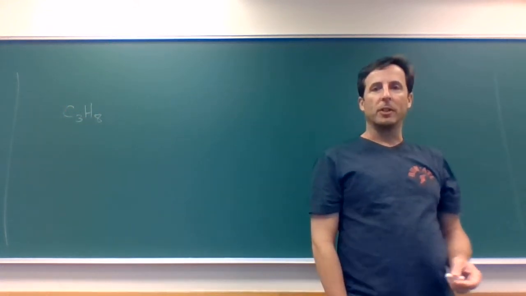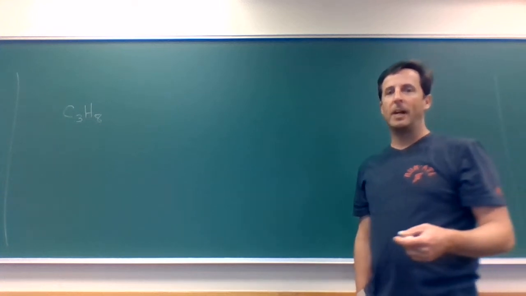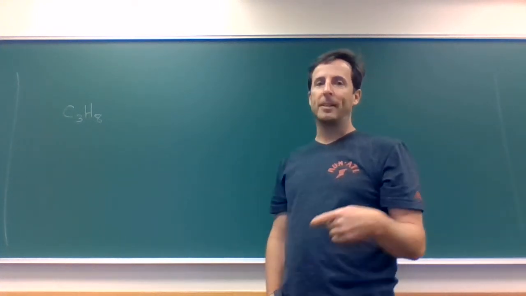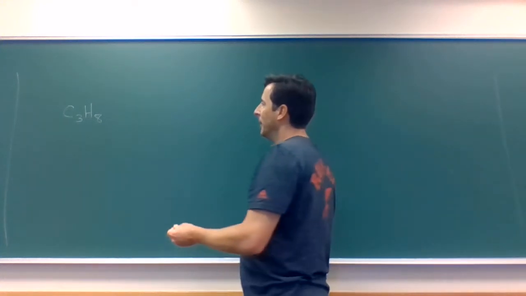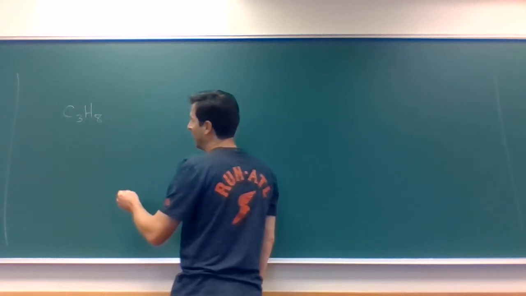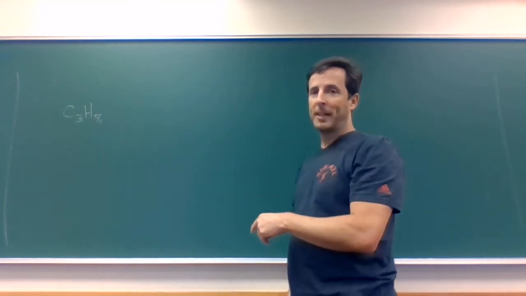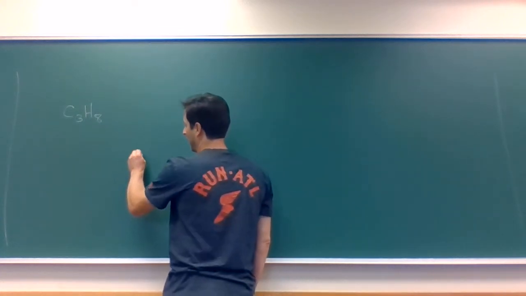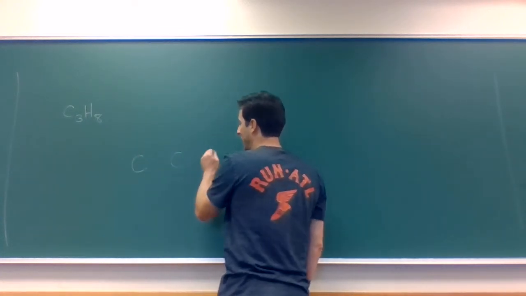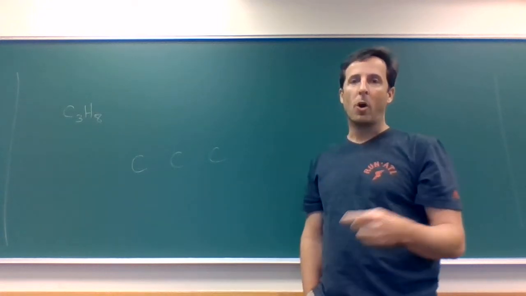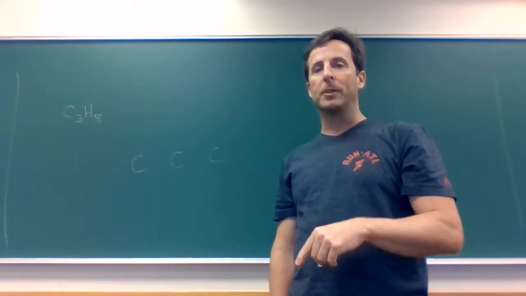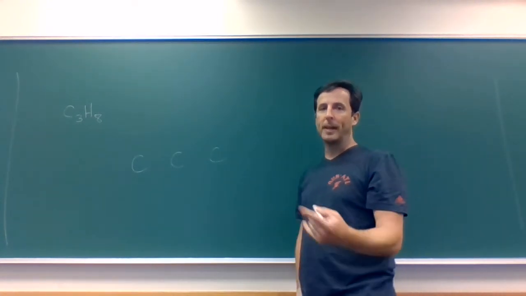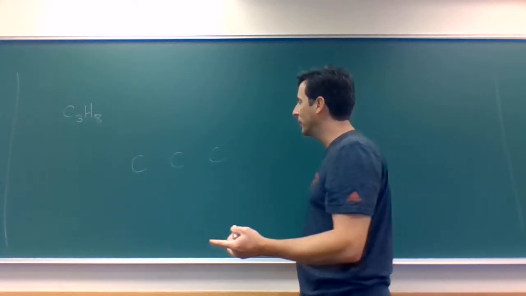So if I want to draw a structure of C3H8, I need to figure out how to connect all the atoms so that they get to the number of electrons that they want. Obviously, all the hydrogens can't be connected to one carbon. Carbon is a special element in that it can form chains of carbon atoms connected to other carbon atoms. This is a very important structure in organic chemistry and in life in general.